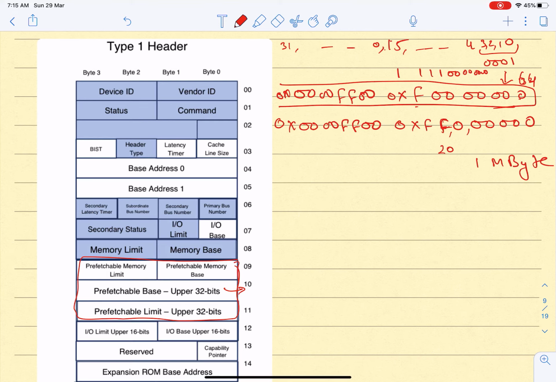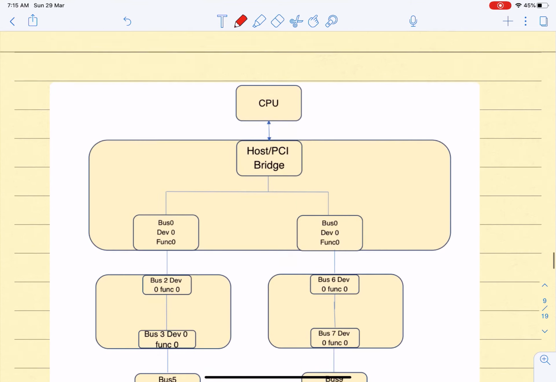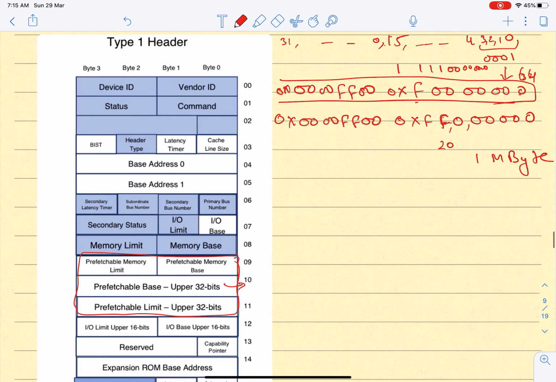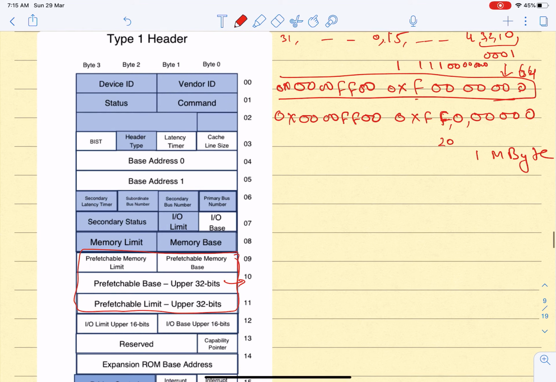Okay, we all know that concept of how we calculate this memory. I have discussed that whenever we need to calculate the memory size. Here, we see that the 20th bit is 1. 20th bit is 1 means 2 raised to 20, which comes out to be 1 megabyte.